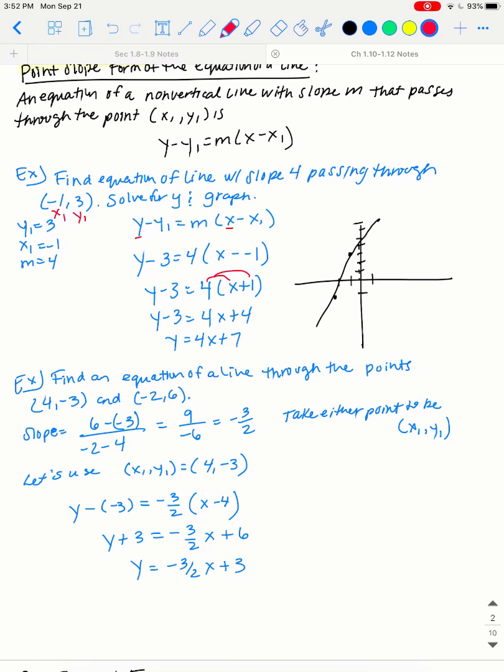And we see our slope's 4, so that's good. I plotted here -1, so I went -1 and then 3, and I plotted that point. And then my slope was 4, so I went up 4, 1, 2, 3, 4. Then I went across 1.